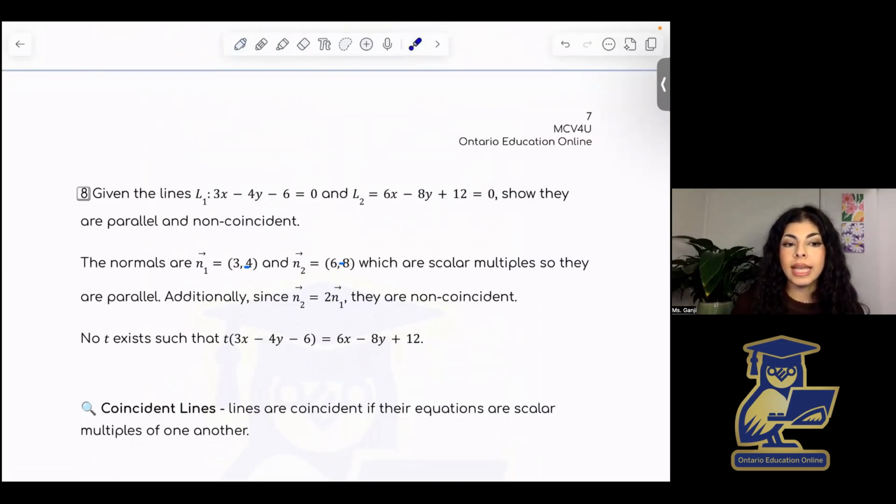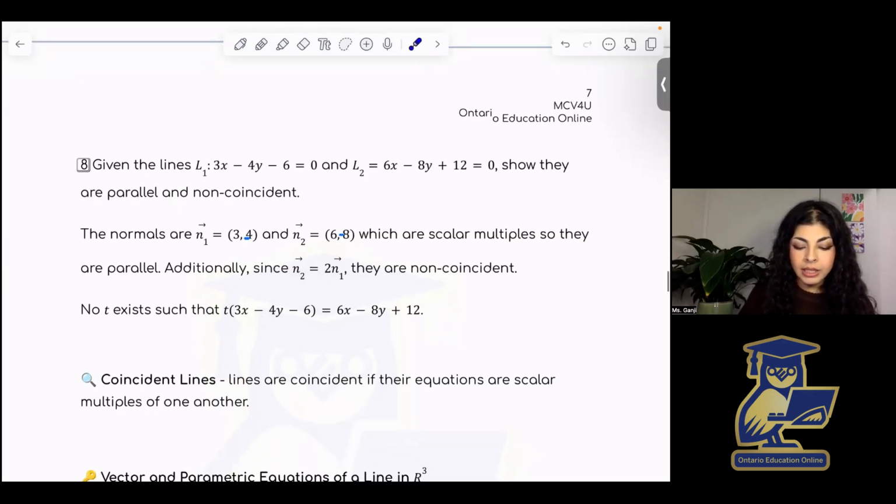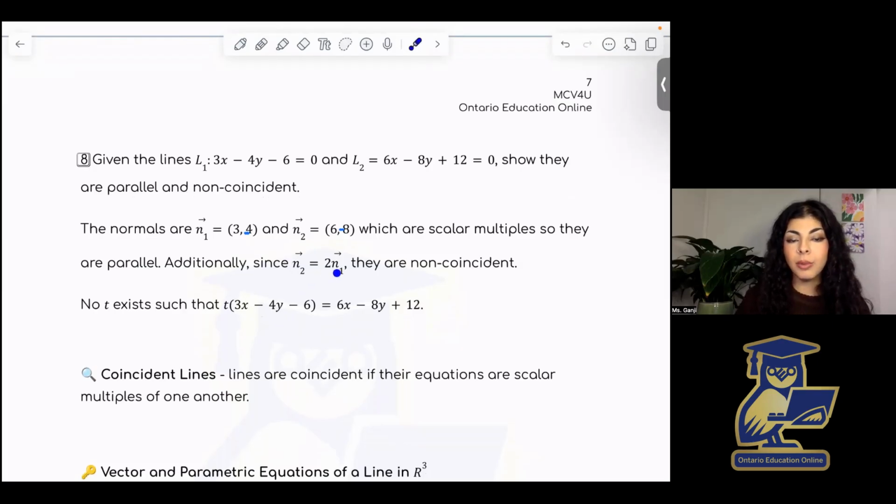And these two are scalar multiples, so based on the definition above, and remember, because it's if and only if, we can use it this way as well. Because these two are scalar multiples, we can conclude that the two lines are parallel. And additionally, because it is a scalar multiple that is not equal to 1, so we are multiplying by 2 to get the other one, then they are also non-coincident.